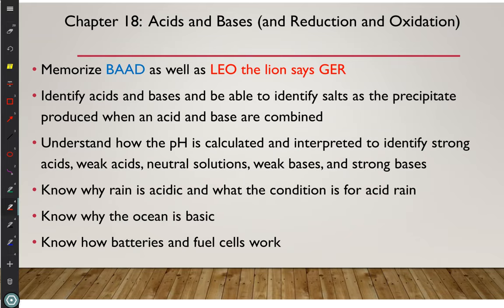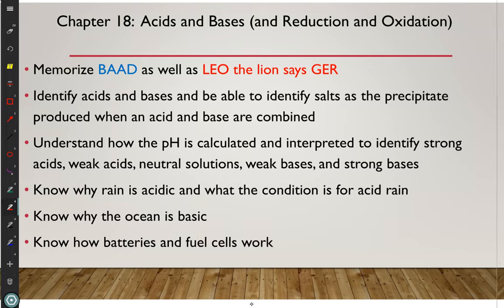Okay, chapters 18 and 19, we just finished acids, bases, reduction, oxidation, and you just look at these on Moodle. I'll look at it on my phone.